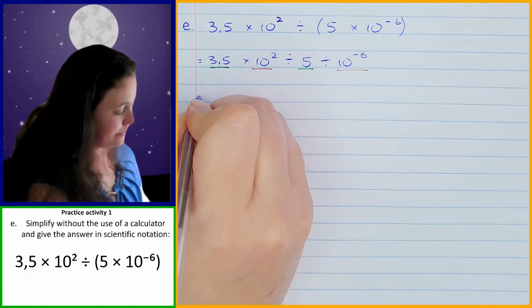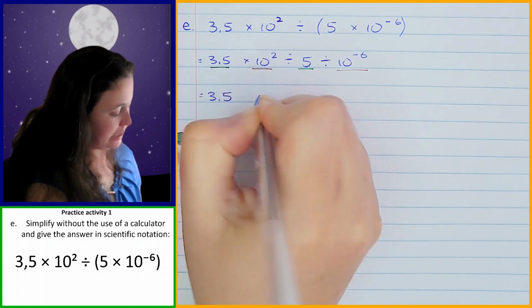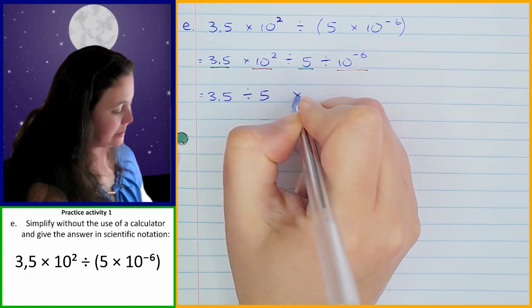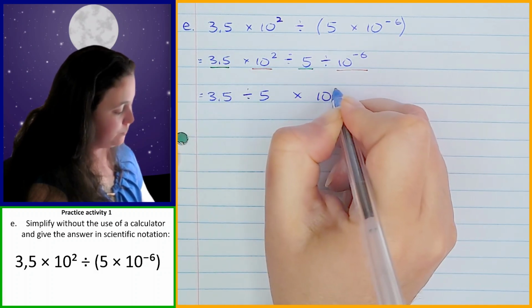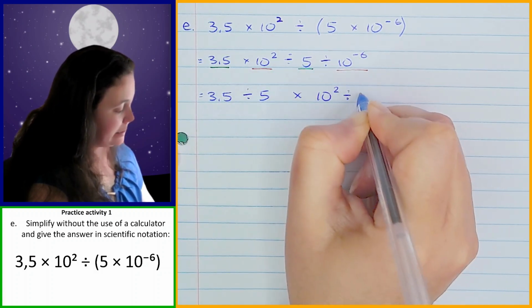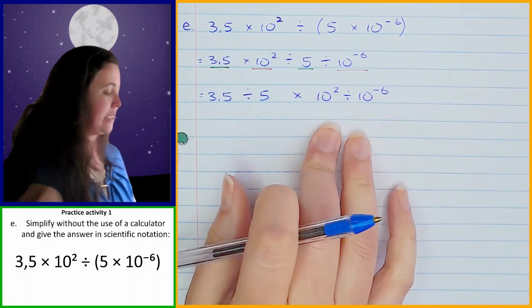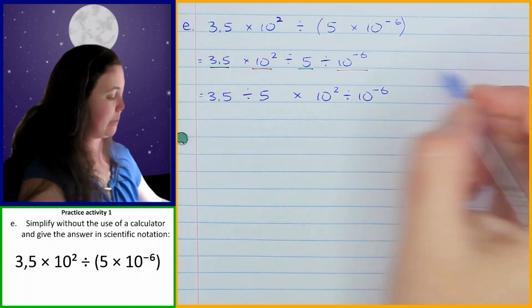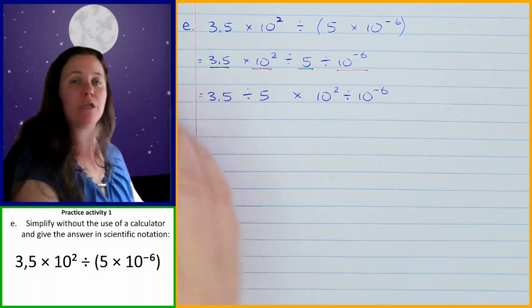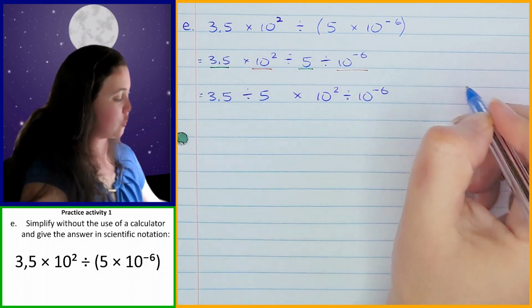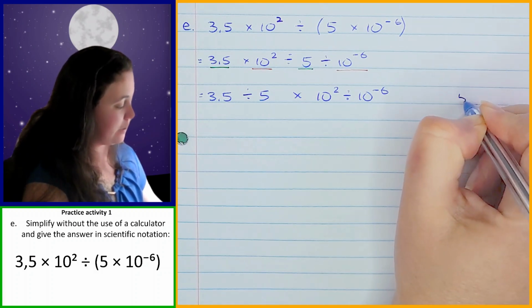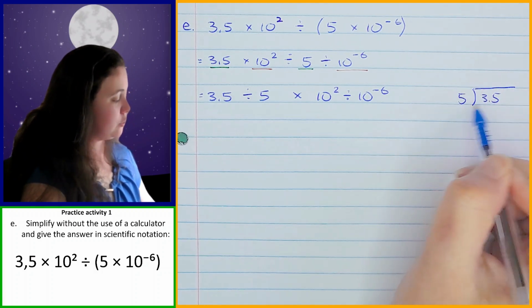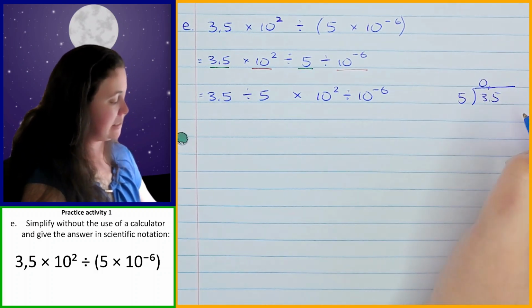So over here, 3.5 divided by 5, and then times 10 to the power of 2 divided by 10 to the power of negative 6. Now I'm going to work this out. 3.5 divided by 5. Once again, that is already a whole number, so I don't need to do anything special to it. I can just go straight ahead and do my division. So 5 divides into 3.5. It doesn't go into 3, so I get a 0 here, and then it's my decimal point.